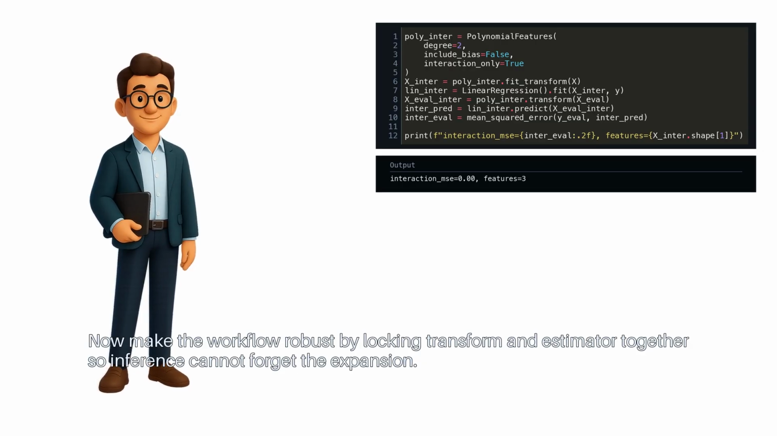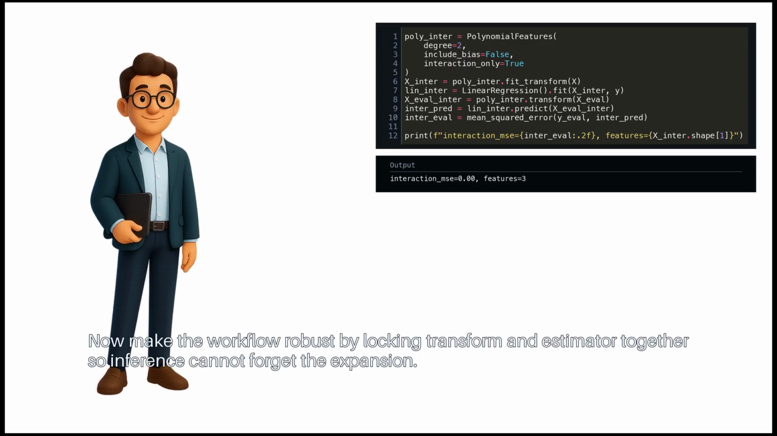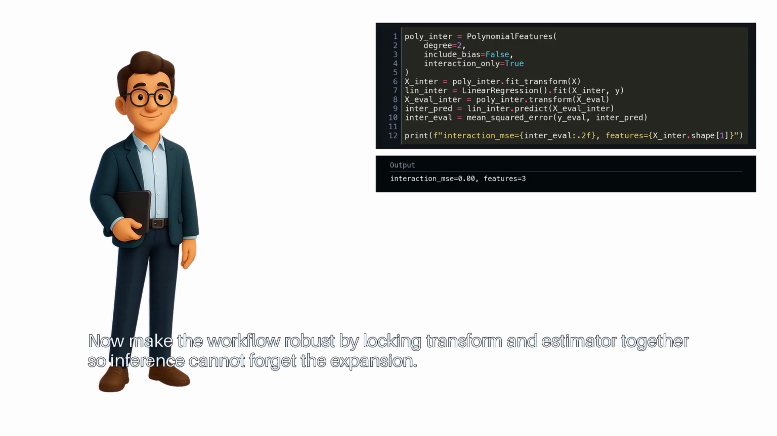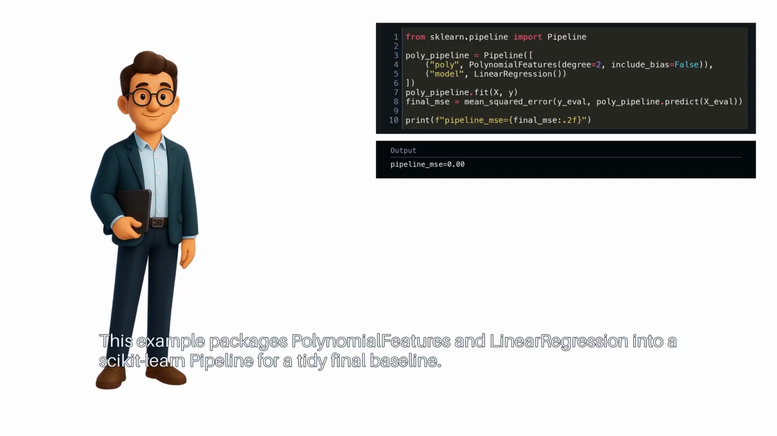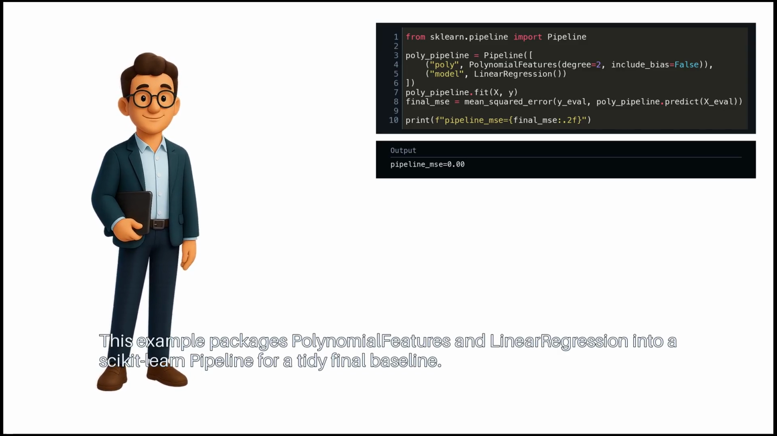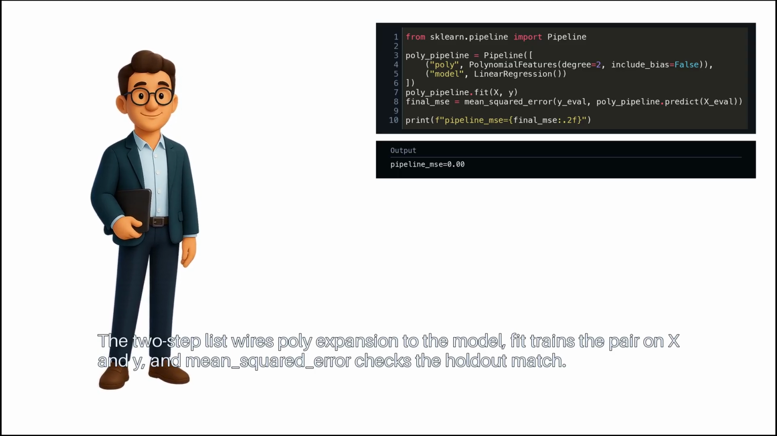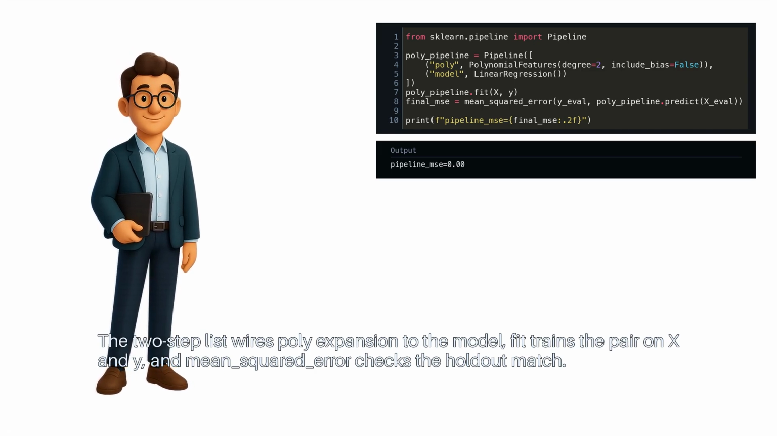Now, make the workflow robust by locking transform and estimator together, so inference cannot forget the expansion. This example packages polynomial features and linear regression into a scikit-learn pipeline for a tidy final baseline. The two-step list wires poly expansion to the model, fit trains the pair on X and Y, and mean squared error checks the holdout match.